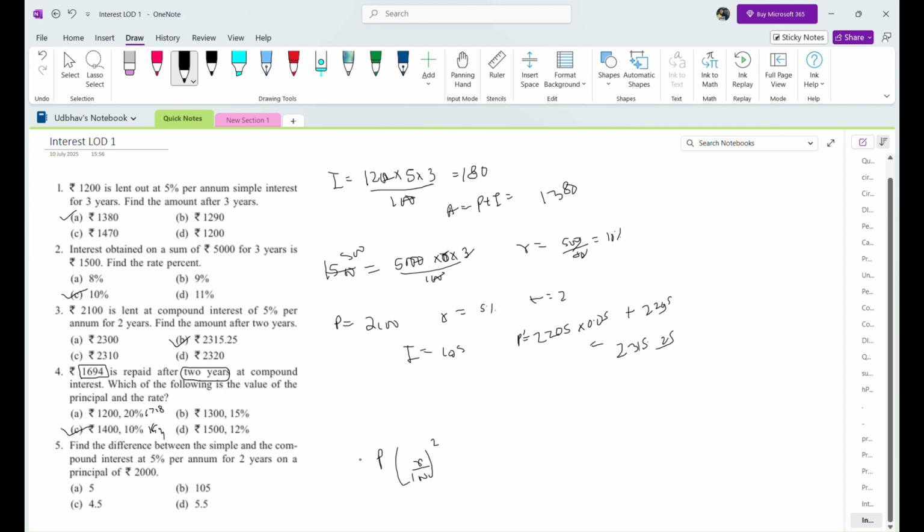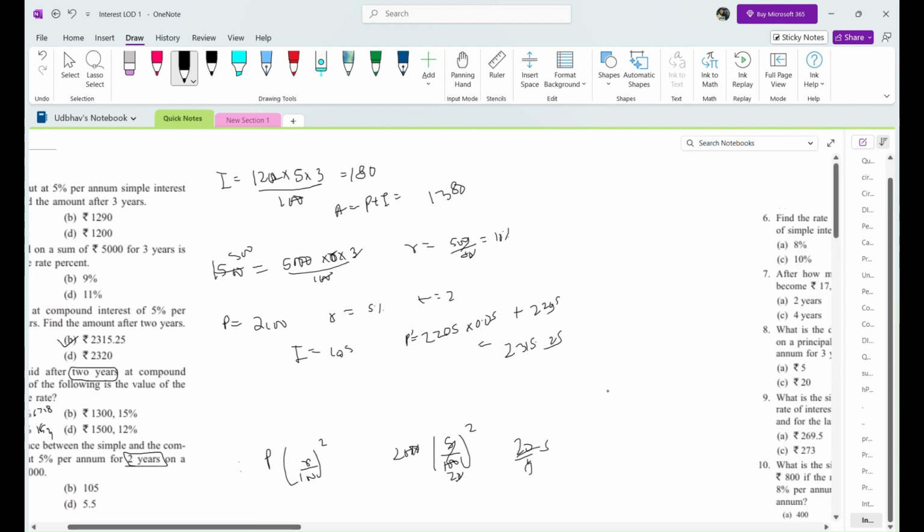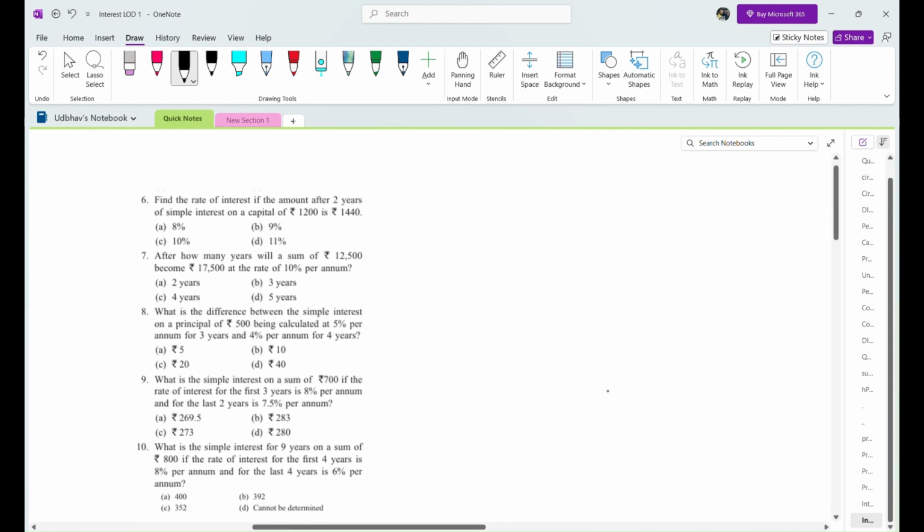And we have to make sure that it is asked for 2 years, and yes, it is asked for 2 years. So the principal was 2000 and rate is 5% upon 100 whole square, 20. This will get cancelled. 20 more, 20 upon 4, 5. We get 5 as the answer, right? Moving on to question number 6.